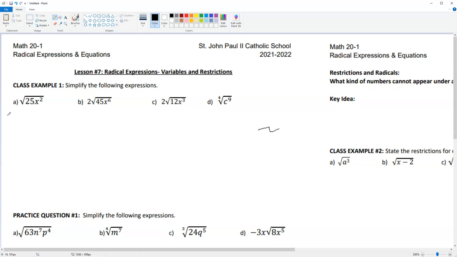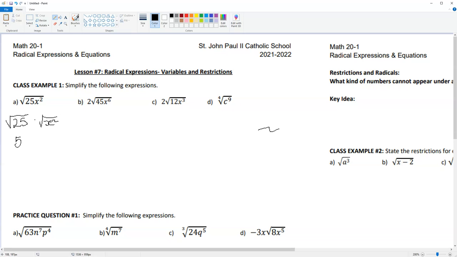So what I'm gonna do first, guys, is break this up into two pieces, okay? So we're gonna say that it's the root of 25 times the root of x squared. First thing we know is that root of 25 can just turn into a 5. Okay? 5 times 5 is 25.